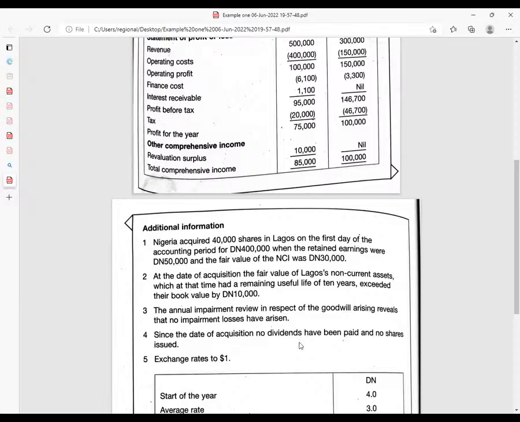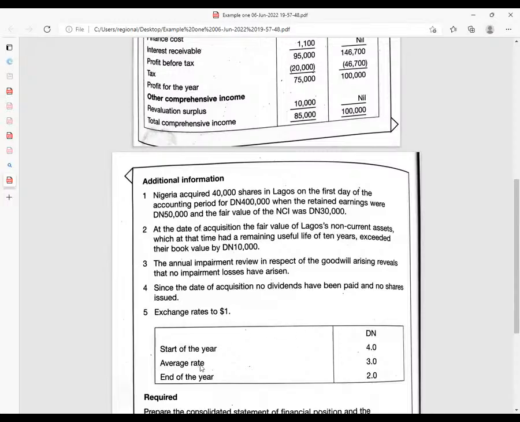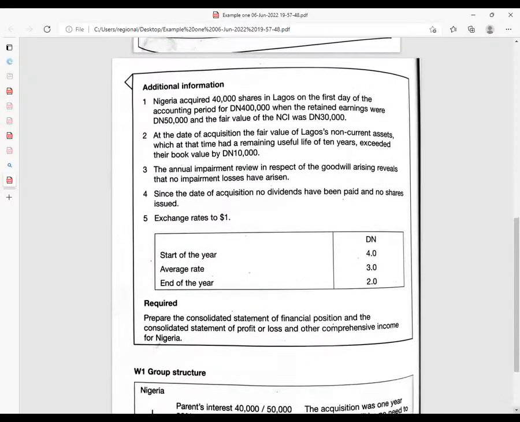We can see the exchange rates to dollars. We have the start of the year, the average rate which is for the income statement items, and then the end of the year rate, which is for the balance sheet items, assets and liabilities. So they want us to prepare a consolidated statement of financial position and a consolidated statement of profit or loss and other comprehensive income for Nigeria.